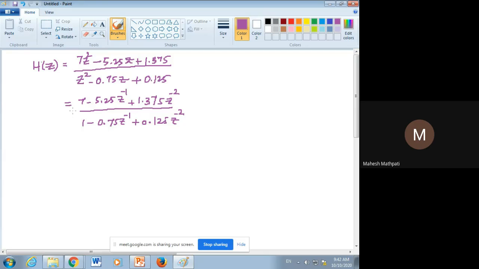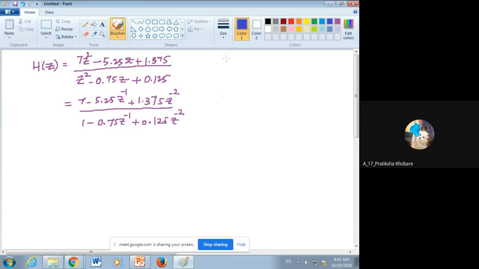Now how many delays do you require for this? Total number of delays required. How much? You have drawn the block. Number of delays required, how much? 4. Four. In direct form 2 we are drawing. Direct form 1 we have already done.